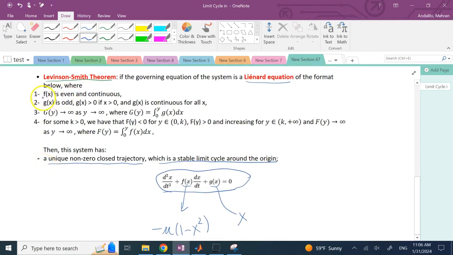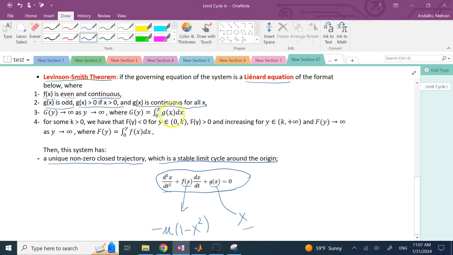First thing says f of x should be an even function and continuous. In this case, it is. You see, it's 1 minus x squared. It's all the even powers. So it is the case. G, which is this one, is an odd function. Of course it is. And if x is bigger than 0, then g of x, which is the same as x in this case, is bigger than 0. And it's all continuous too. So both f and g are continuous. G is odd, f is even, and g is positive for positive x's. So first two conditions are satisfied.